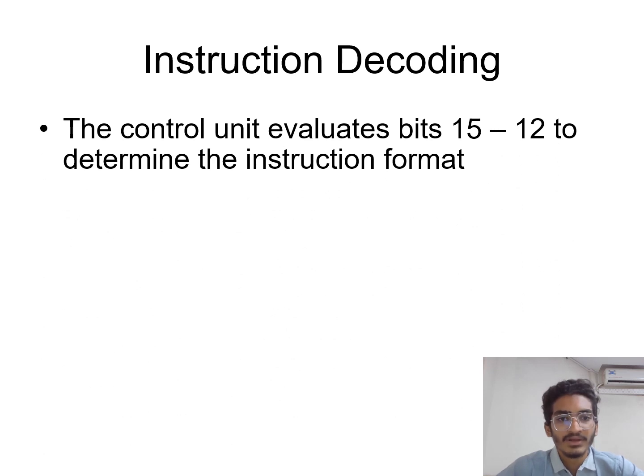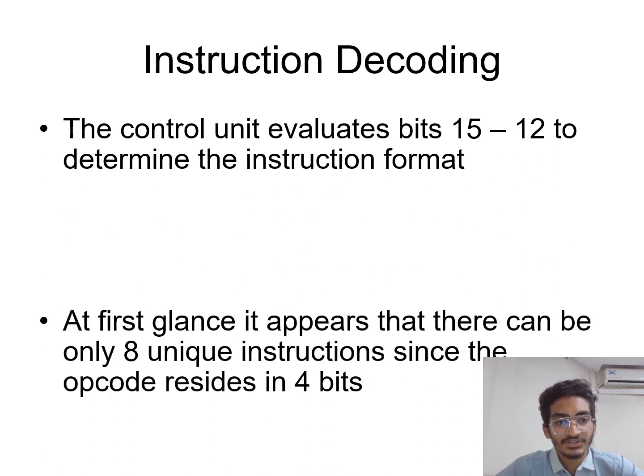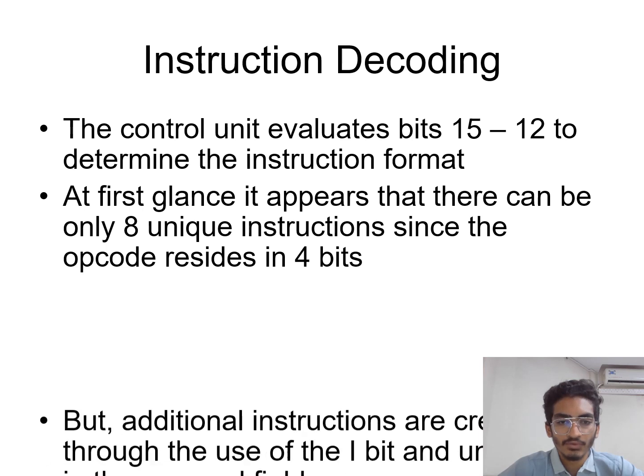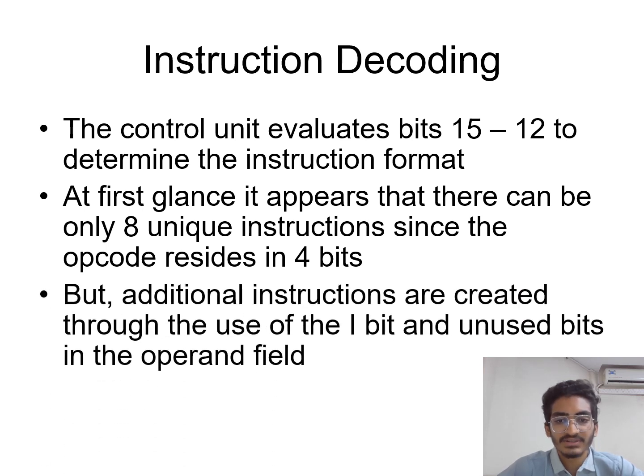Instruction decoding. The control unit examines bits 15 to 12 to determine the instruction format. At first glance, it appears that there can be only 8 unique instructions since the opcode resides in 3 bits. But additional instructions are created through the use of the I bit and unused bits in the operand field.